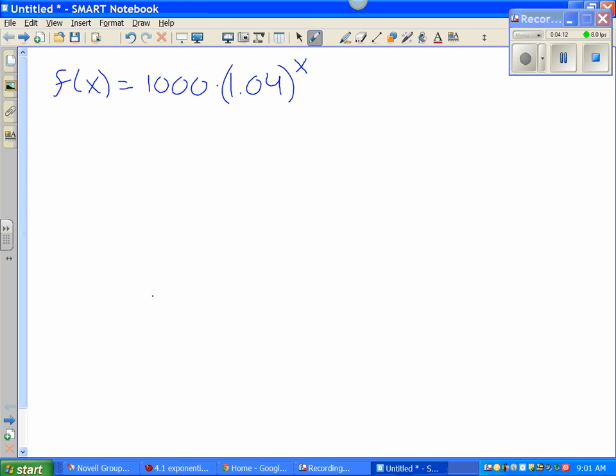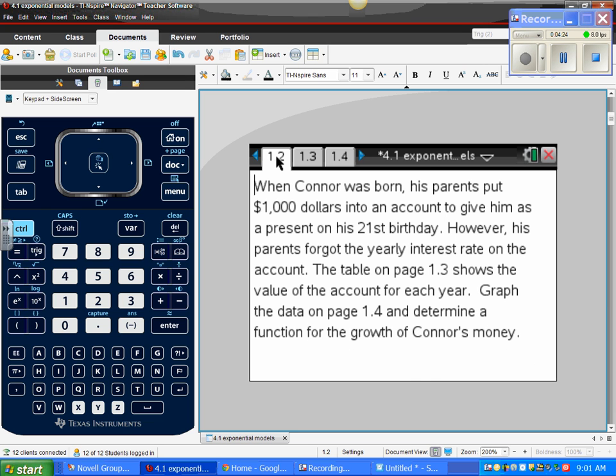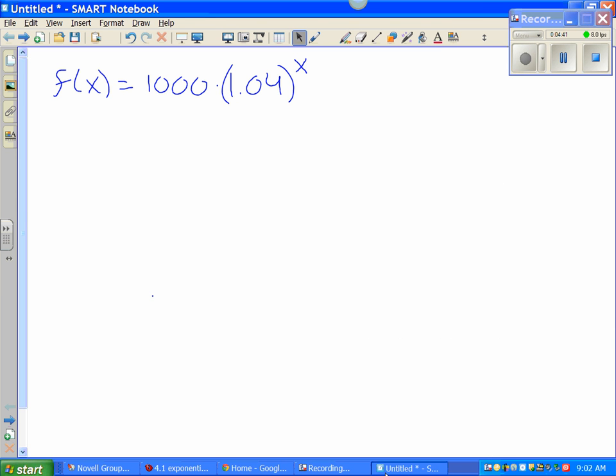What do you notice about this equation? It does have an x as the exponent. What else do you notice? Read the problem again. Connor was born. His parents put $1,000 into an account to give him as a present on his 21st birthday. However, his parents forgot the interest rate. Let's go back. What do you notice? How does this relate to the problem itself? Yeah, exactly. $1,000, right? There's my 1,000. So whatever is in this place right here is your initial amount. You should be writing this down in your notebooks.